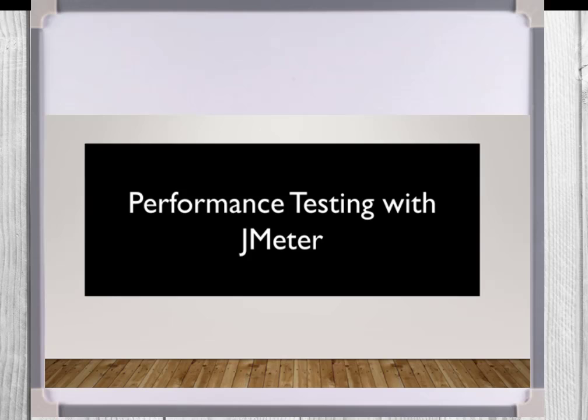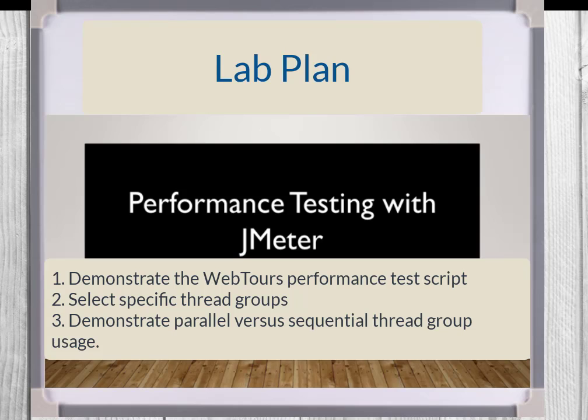Then I would like to select a couple of appropriate thread groups and run tests with them. The last thing I want to do is show you the parallel and sequential use of thread groups in testing. Let me review the lab plan. First, we want to demonstrate the WebTours Performance Test script focused on thread management. The second thing we want to do is select specific thread groups for testing, run the test, and review the results. And the third thing we'll do is demonstrate parallel versus sequential thread group usage.